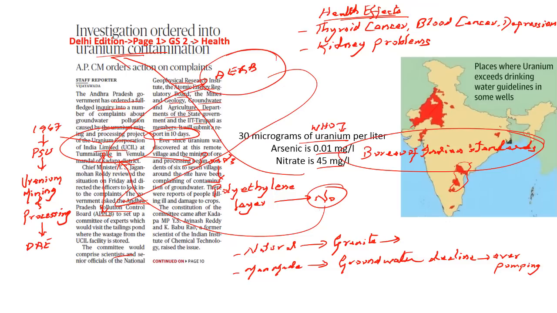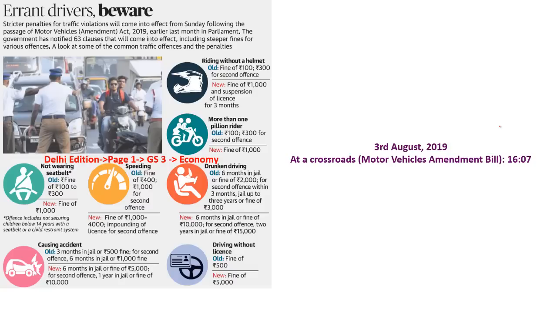Now let's look into the next article. This article here is speaking about the Motor Vehicles Amendment Act of 2019. For all those people who love riding their bikes without their helmets, be careful, because the fines are not going to be easy, but are going to be exorbitant. When you look at riding without a helmet, the old fine was about 100 to 300, but now you have a fine of about 1000.